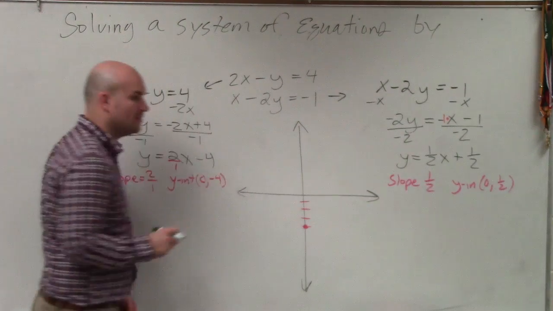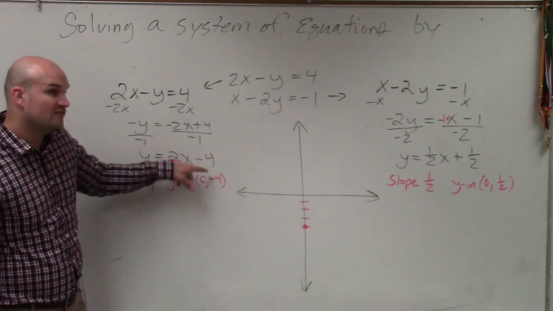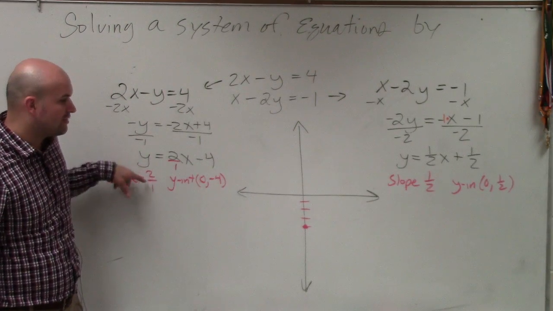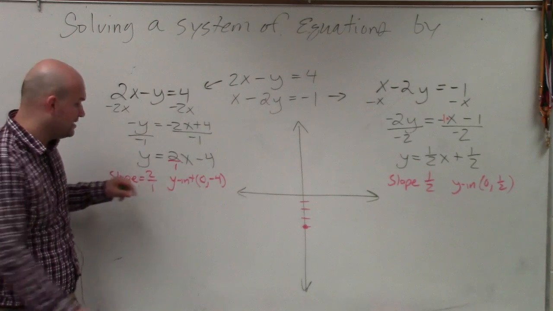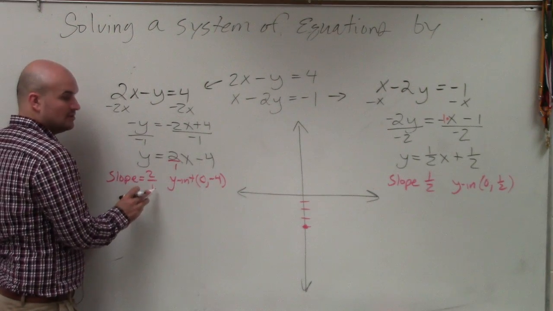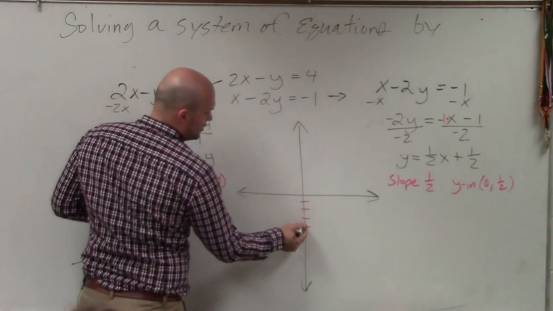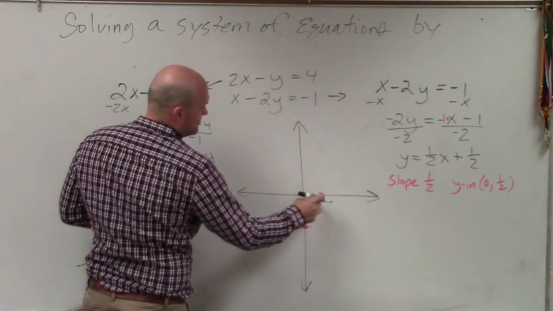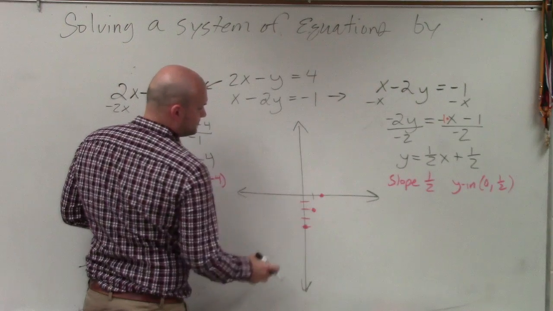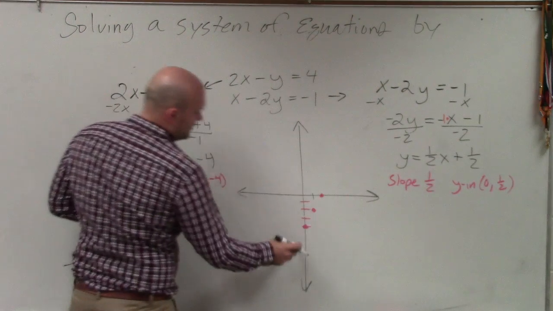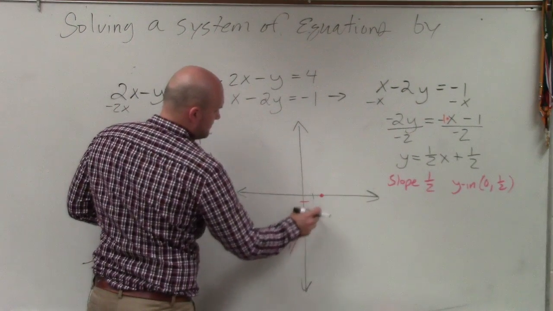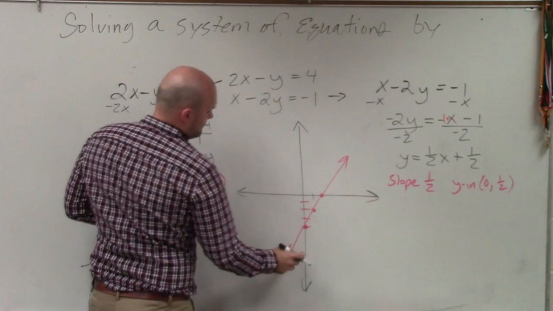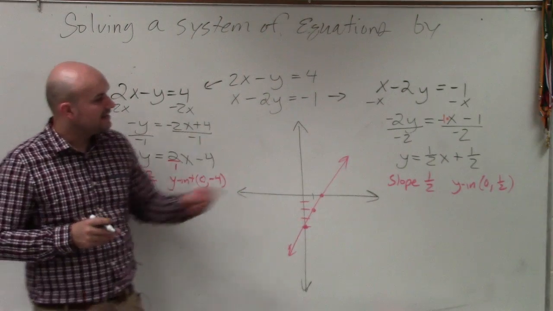And I make a nice big point. Then I use my slope from my y-intercept to graph my next point. So my slope is 2 over 1, which tells me to rise 2, go over 1. So I go up 2, over 1, up 2, over 1. And then I can connect. All right. Then I go to my next point.